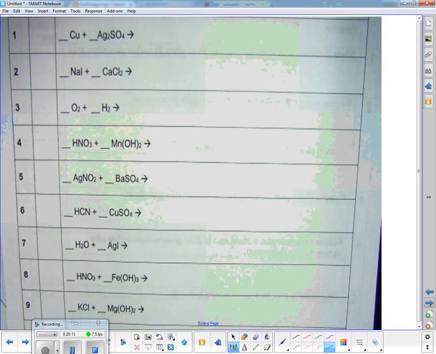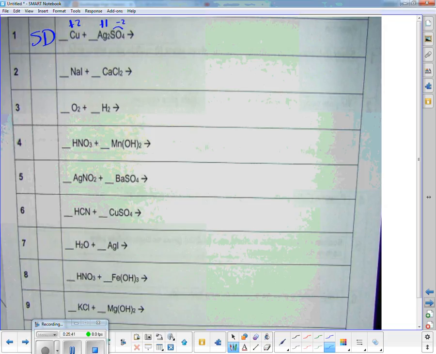What is it? It's an element plus a compound, which would be what? Single displacement. Good. So what we have to do with this now is we have to identify the charges. So copper, for the most part, is going to take a +2. It will take some +1, but it's most common as a +2. Silver is a +1, and sulfate as a group is a -2.